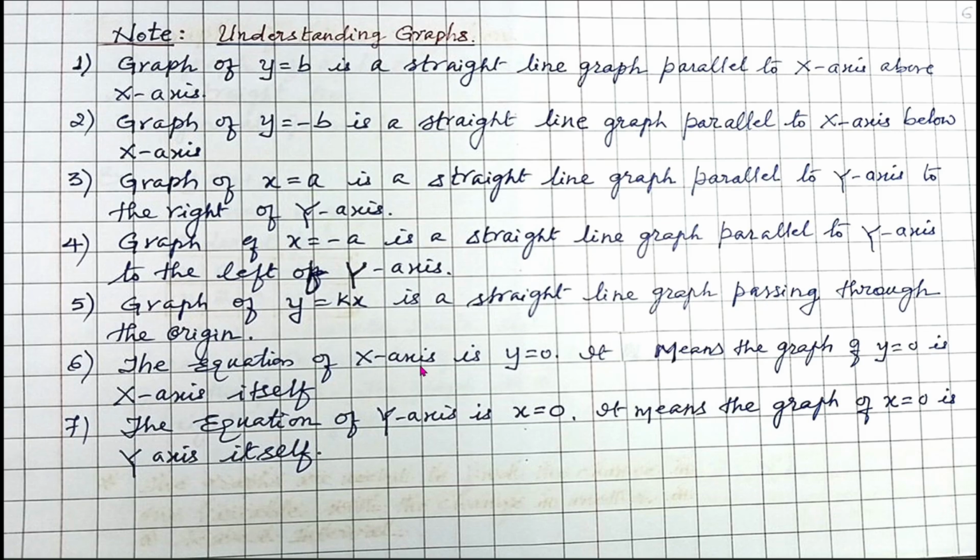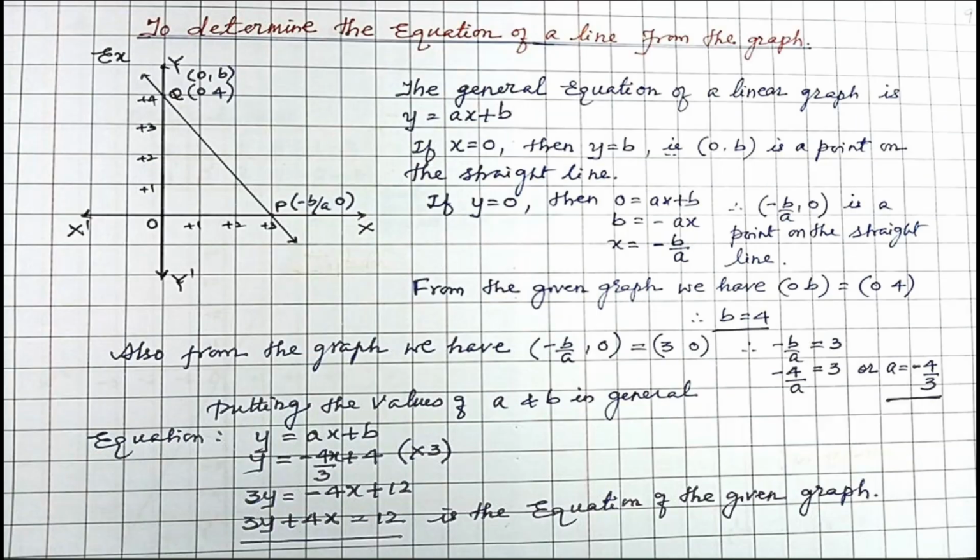The equation of the x-axis is very important. The equation of the x-axis is y is equal to 0. Please remember, because every value of y on the x-axis is 0, therefore the equation of the x-axis is y is equal to 0. It means that the graph of y is equal to 0 is the x-axis itself. The equation of the y-axis is x is equal to 0, because at every point on the y-axis, x is equal to 0, and it means that the graph of x is equal to 0 is the y-axis itself. So remember that.